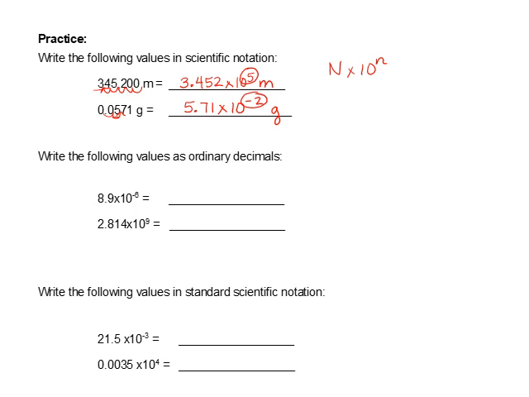In the next section, we're asked to convert numbers written in scientific notation to ordinary decimal numbers. 8.9 times 10 to the minus 6 has a negative exponent, meaning it represents a value less than 1. 10 to the minus 6 has the value of 1 millionth, so our number needs to show the 8 in the 1 millionth place. We need to move the decimal 6 places to the left. In order to do this, however, we will need to add zeros to the beginning of the number.